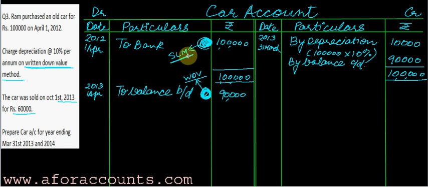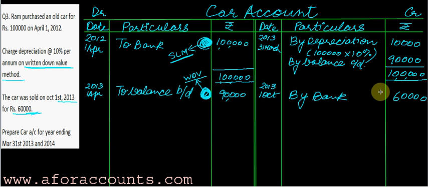That is the difference. Now they have sold the car on 1st October 2013. So I need to mark an entry on sales, 1st October 2013. How many months needs to be calculated, but first sell it for 60,000. So the entry for selling will be bank account debit to car. So here by bank, that is 60,000 have been received for sale of car.